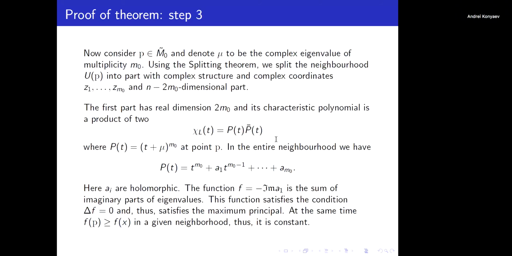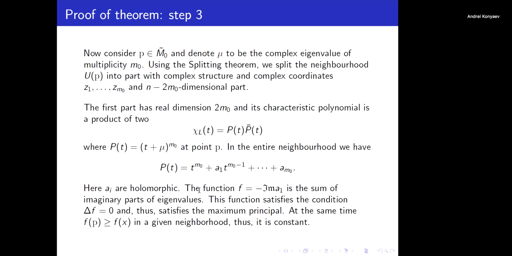We split this characteristic polynomial into the product of two. One corresponds to the complex eigenvalues. The other corresponds to the conjugate eigenvalues. And we get that at the point P, the first part looks like this, right? And we know that all the coefficients are holomorphic.